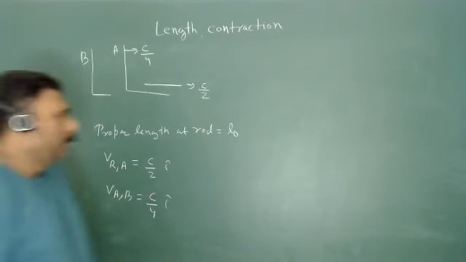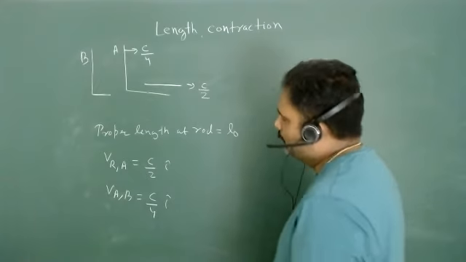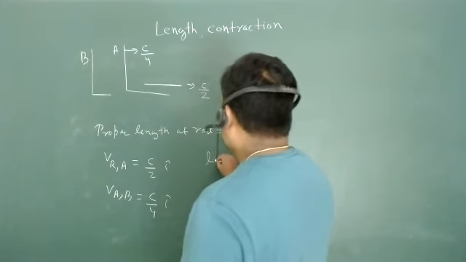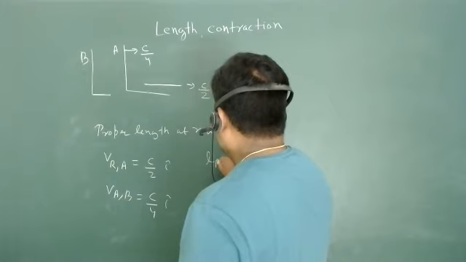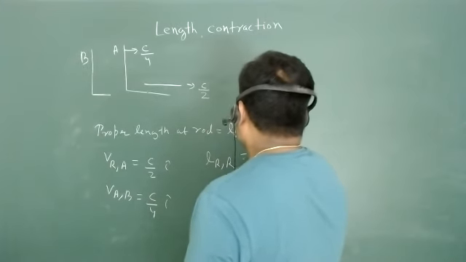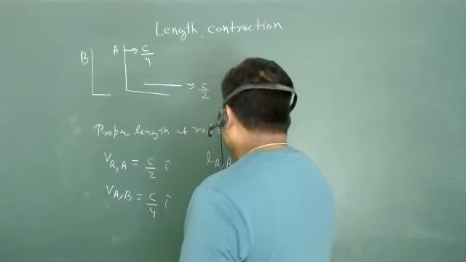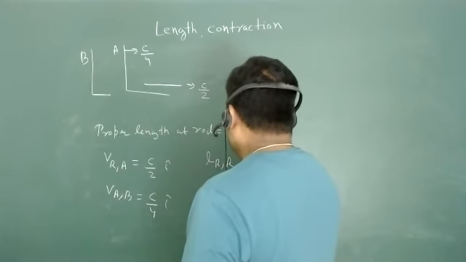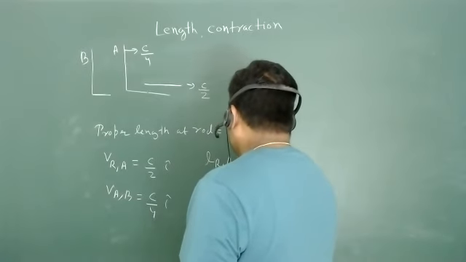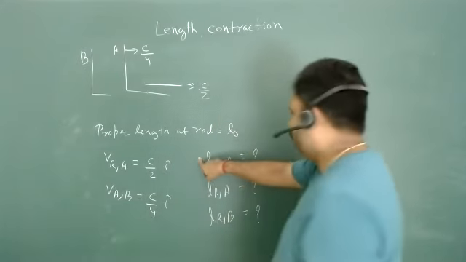So these are the given information. What we have to do? We have to find the length of the rod with respect to the rod itself. This is my first question. Length of the rod with respect to A itself. Length of the rod with respect to B itself. This is for the conceptual purpose.